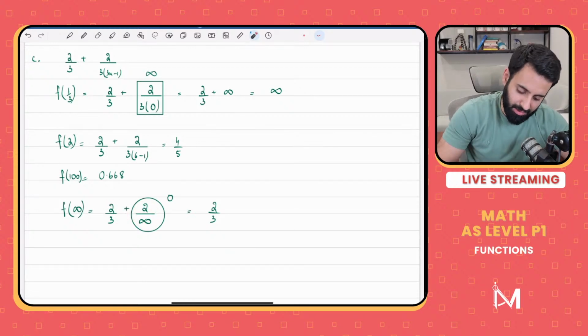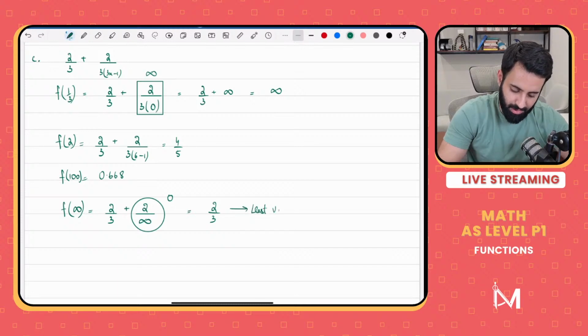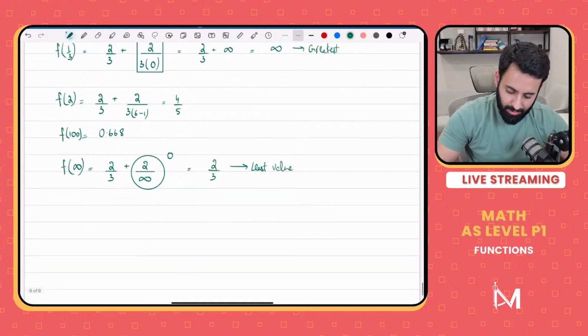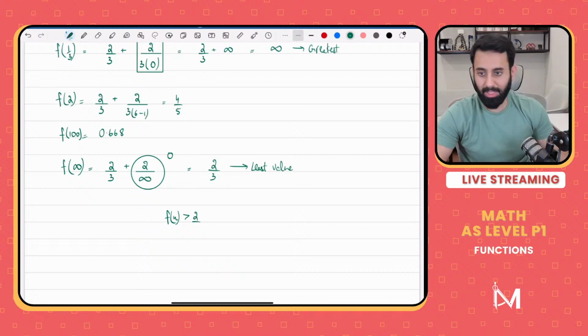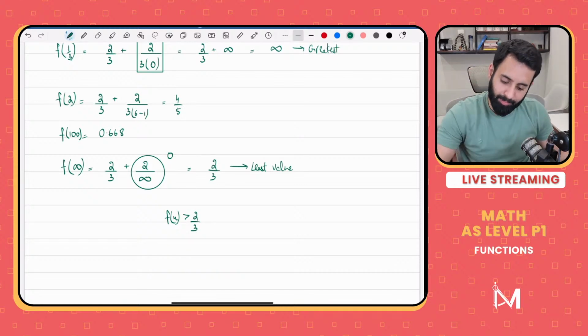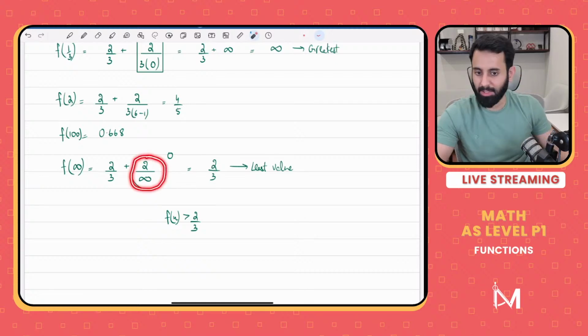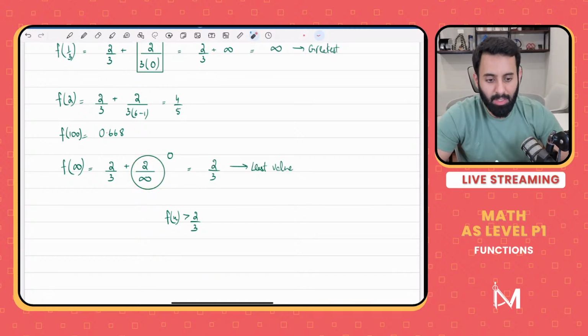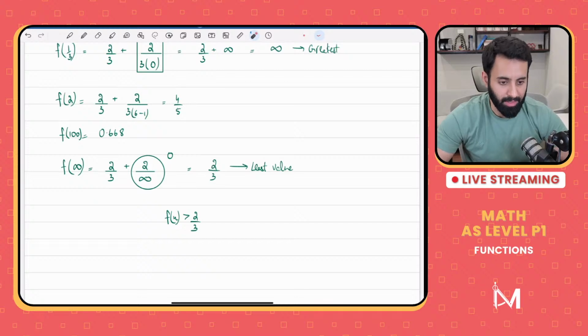So that means this is the least value. This is the smallest it can be. And this is the greatest value. So the final answer is f of x is greater than 2 upon 3. Not greater than or equal to, just greater than 2 upon 3. Why? Because even though this approaches 0, it will not actually be equal to 0. So the answer is always going to be greater than 2 upon 3.